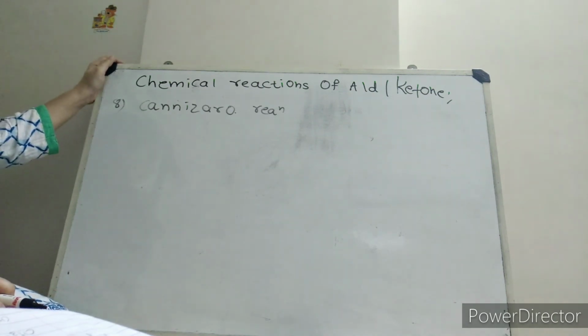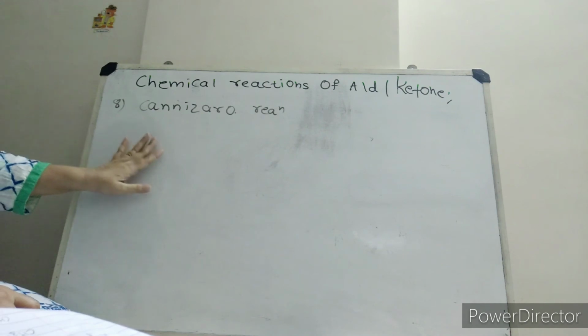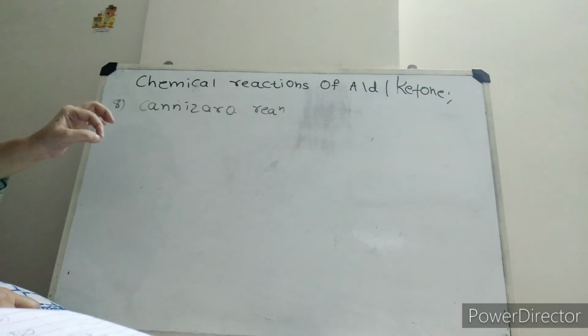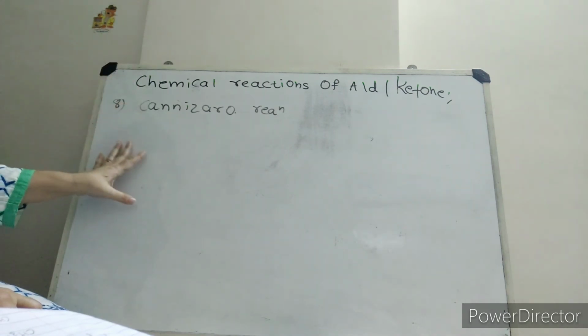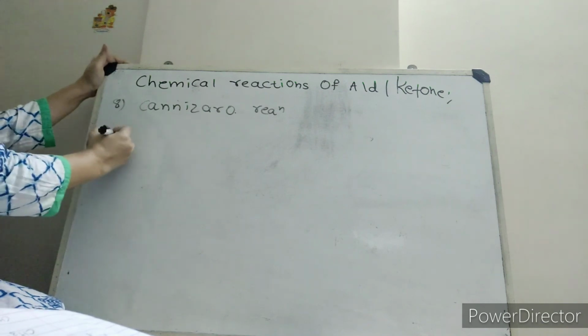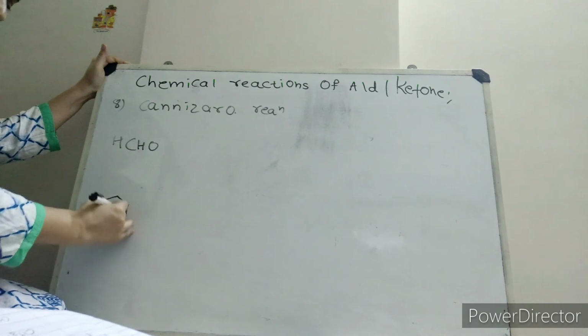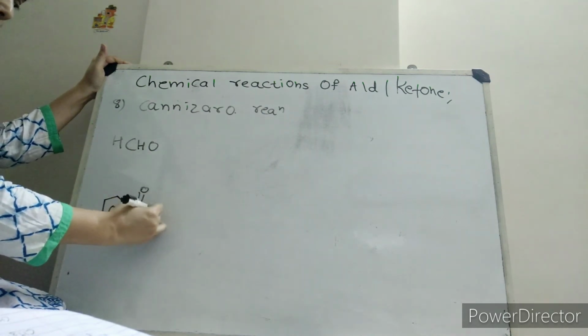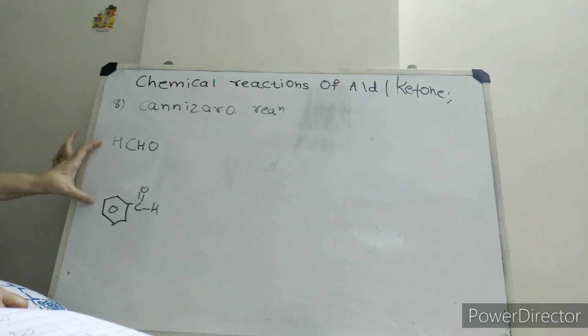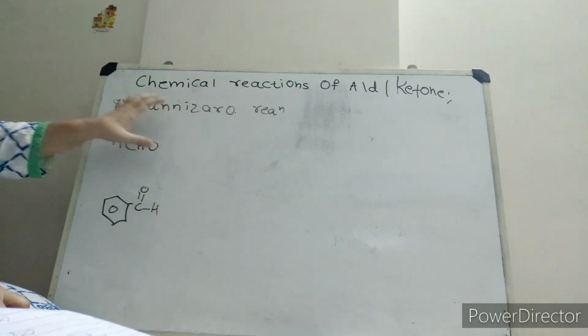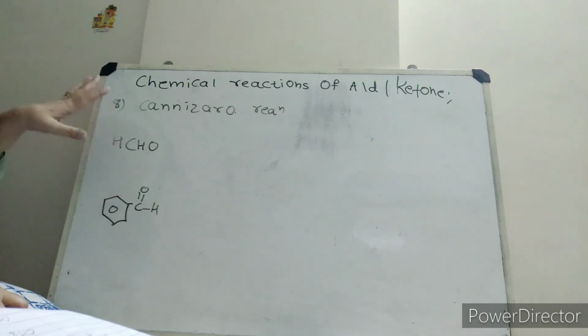The Cannizzaro reaction is given by those aldehydes which do not contain an alpha hydrogen atom. We can write two examples for the Cannizzaro reaction: one is formaldehyde, or else benzaldehyde. Keep in mind that these two aldehydes do not undergo aldol condensation but the Cannizzaro reaction, because they do not contain an alpha hydrogen atom.